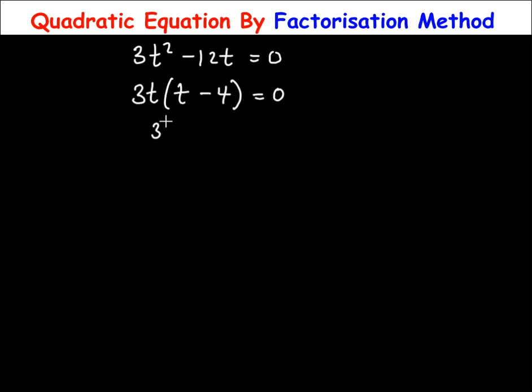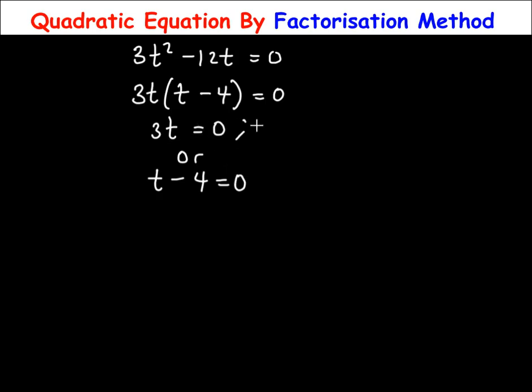The next example is 3t squared minus 12t is equal to 0. To solve this, looking at the left hand side of the equation, factorize out 3t. If you bring out 3t from 3t squared, you have t, and if you bring out 3t from minus 12t, you have minus 4, is equal to 0. With this, you can equate 3t to 0 and t minus 4 to 0. So 3t is equal to 0, or t minus 4 is equal to 0.